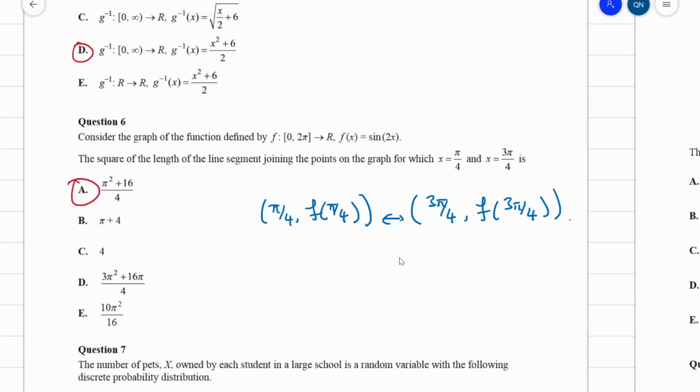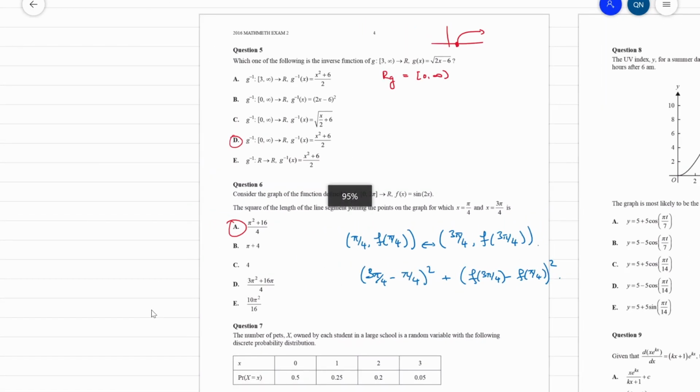If you don't have the programs, you just have to use the distance formula on this, but without the square root. So that's going to look something like (3pi/4 minus pi/4) squared, that's the difference in x coordinates, then plus (f(3pi/4) minus f(pi/4)) squared. So that should give you the answer if you just type that into the calculator.